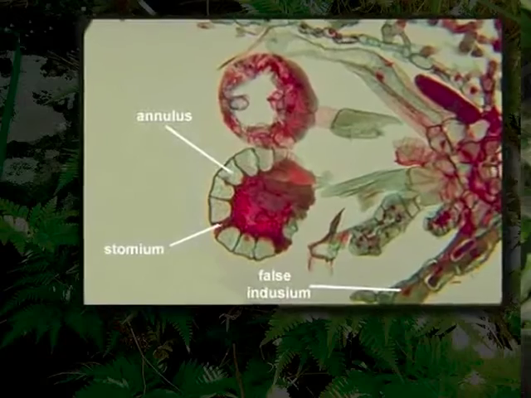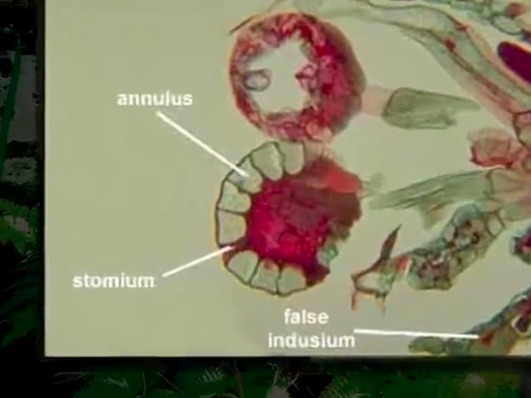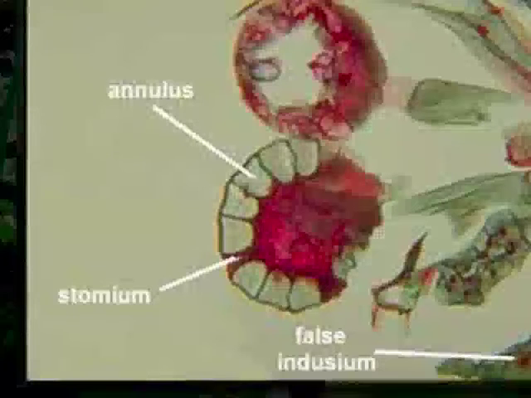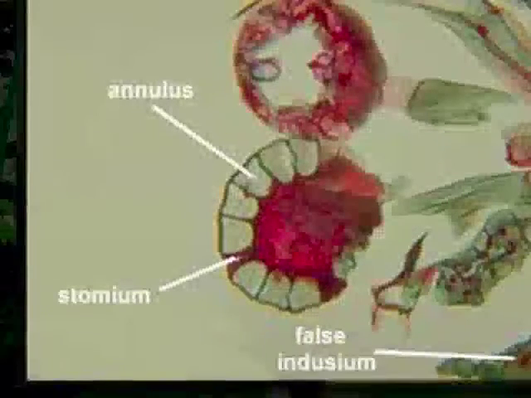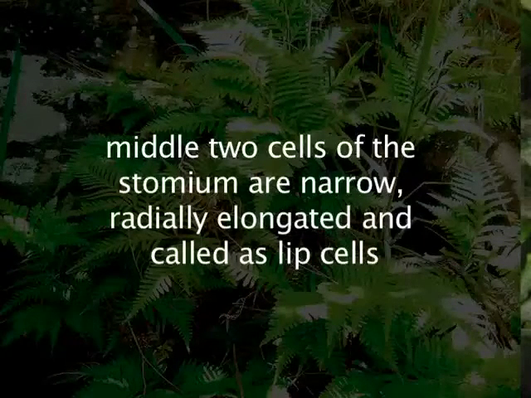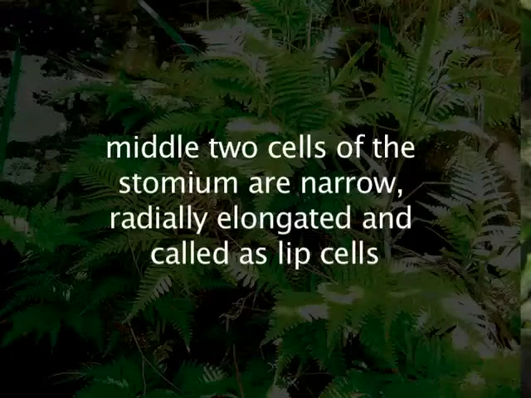The stomium is present in between the end of the annulus and the stalk that forms the remaining portion of the ring. The stomium cells are long, flat, and thin-walled and permit easy cleavage of the sporangium and dehiscence. The middle two cells of the stomium are narrow, radially elongated, and called lip cells. Two or three cells present above the lip cells form the epistomium, and the two or three cells below the lip cells form the hypostomium. The other cells of the jacket are thin-walled and polygonal or hexagonal.